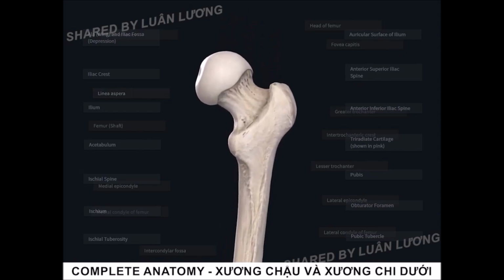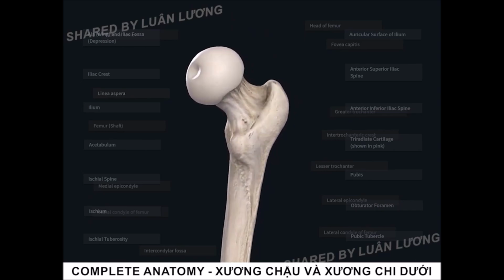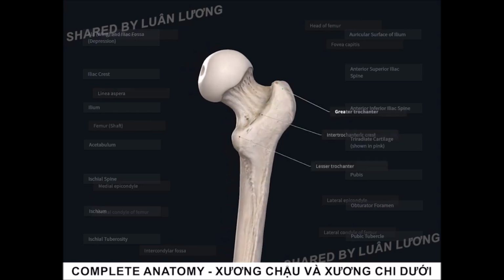So the proximal end of the bone, we can see not only has the head directed medially, but it's going to have some large structures both laterally and posteriorly. And these are going to be known as trochanters. And these are large extensions of bone that are going to be for muscle attachment.